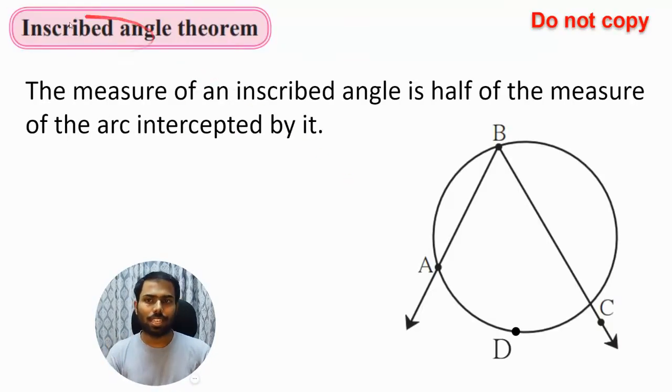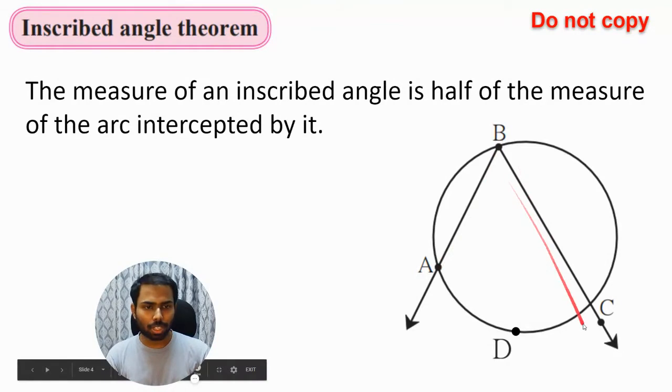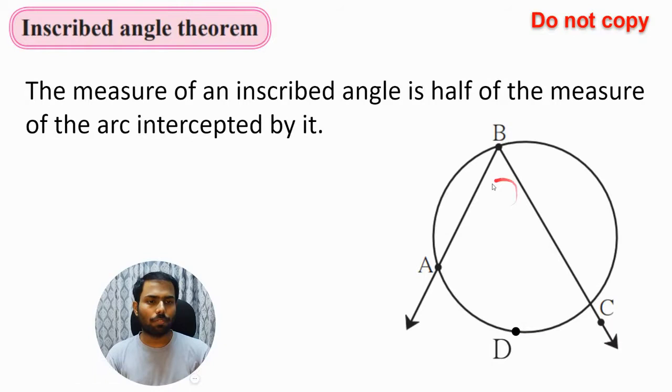Then we had seen inscribed angle theorem. What does inscribed angle theorem tell you? The measure of the inscribed angle is half of the measure of the arc intercepted by it. यानी inscribed angle कौन सा यहाँ पे? Angle ABC. So measurement of angle ABC will be equal to half of measurement of arc intercepted by it. कौन सा arc intercept किया उसने? Arc ADC. Arc ADC को intercept किया ना इस angle ने. So the measure of this angle will be half of the measure of this arc.